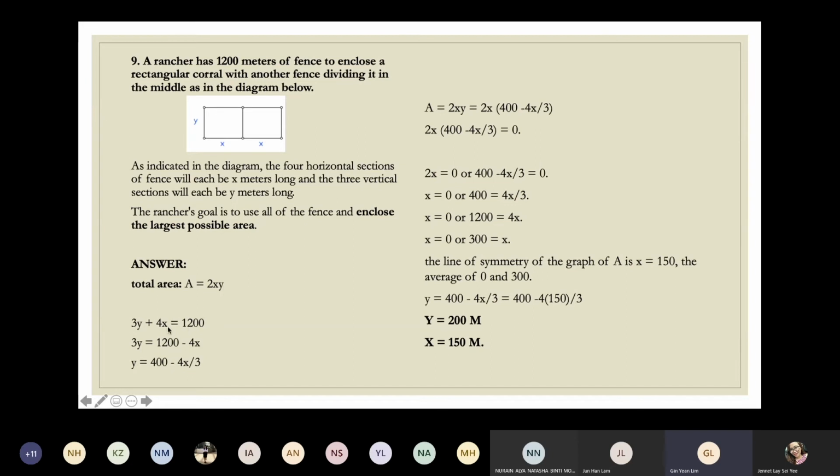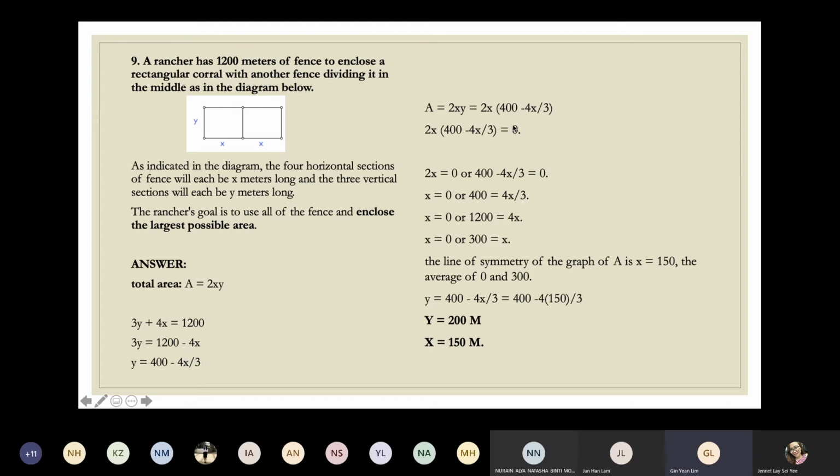So now the second one, you know that the 4 horizontal lengths will be x, so 4x, and the 3 vertical sections will be y, so 3y. And you know the total length will be 1,200 meters. So you form another equation, the second equation: 3y plus 4x equals to 1,200. Now you try to get one of the variables because you want to substitute it back into the area. In this case, you can use either x or y, but here we use y. So y equals to 400 minus 4x over 3. You just divide the whole equation by 3 and you eliminate the 3 in front of y.